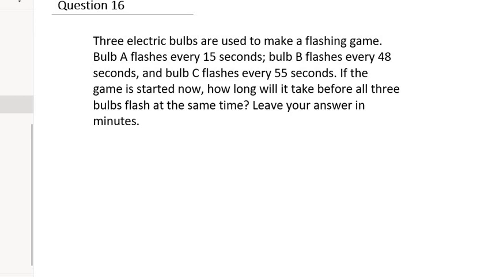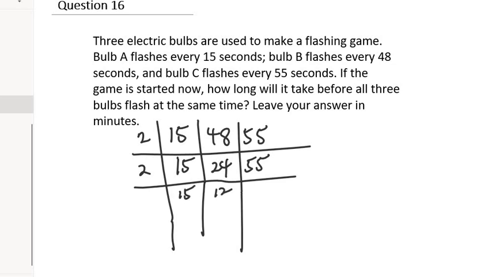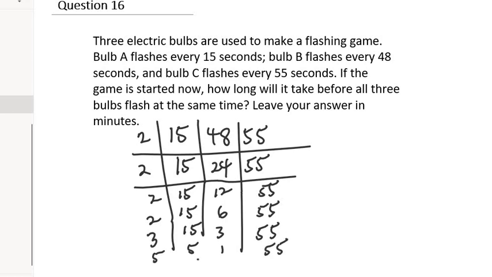This is easy. All you need to do is just to look for the LCM of everything. LCM of 15, 48, and 55. Remember, the numbers are in seconds, but this is what you do for questions like this. 2 can go: 15, 24, 55. 2 can still go: 15, 12, 55. Then 15, 6, 55. 15, 3, 55. 3 can go: 5, 1, 55. 5 can go: 1, 1, 11. Then 11 is the last one, 1, 1, 1, that's all.